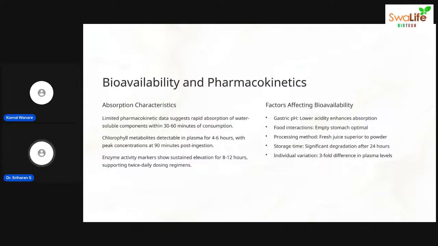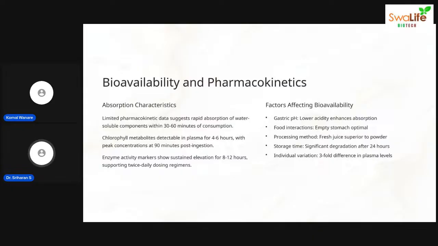If the patient has low gastric acidity, it will enhance the absorption. For food-drug interaction, mostly you want to take the wheatgrass on an empty stomach. Why? Because it has a fast absorption rate, and while we take it with food, it will alter that. So food-drug interaction will also be considered. Regarding the processing method, take the fresh juice rather than the powder, because it will have the active ingredient. So that is the factor affecting bioavailability.